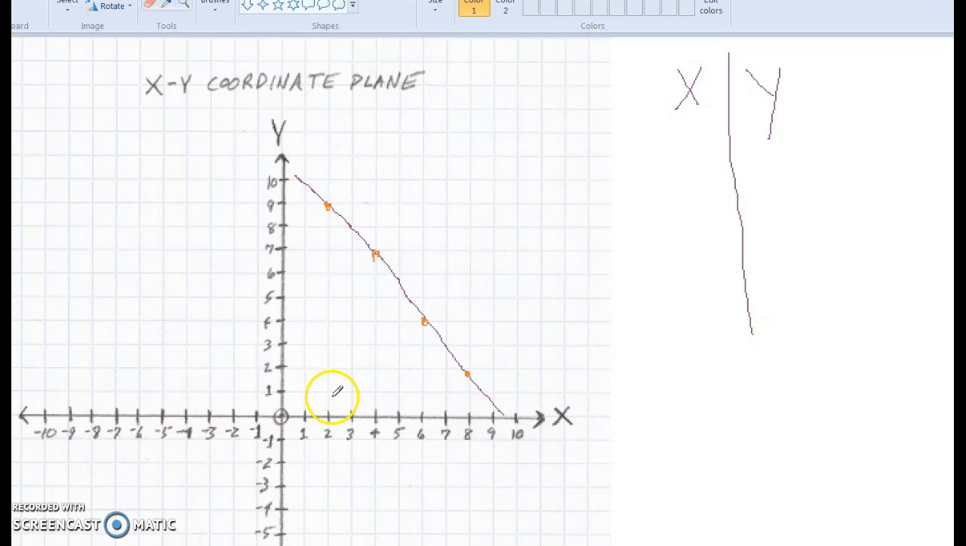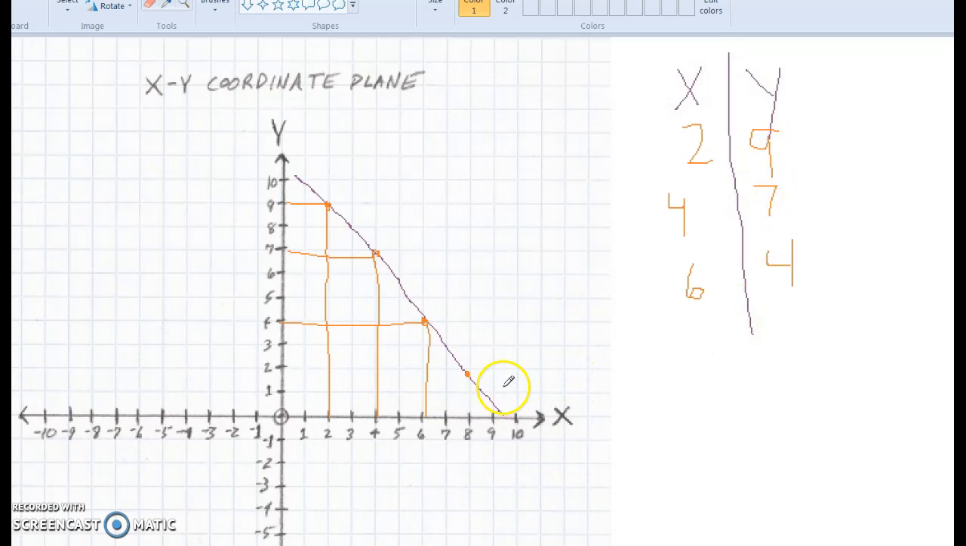So for this first dot, it goes out to the 2 on the X, and it goes up to the 9. So this is at a 2 and a 9. This one goes out to the 4 and up to the 7. 4, 7. This one goes out to the 6 and up to the 4. 6, 4. You can stop right there because you have a pattern now. You see that the X is increasing while the Y is decreasing.